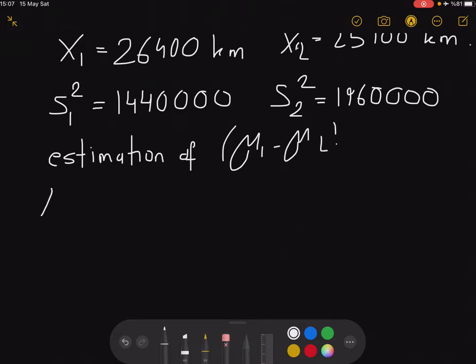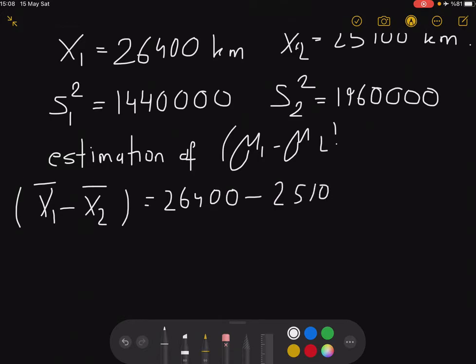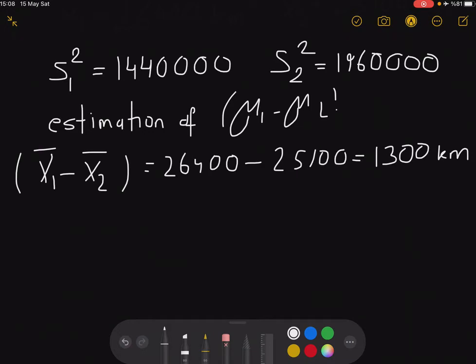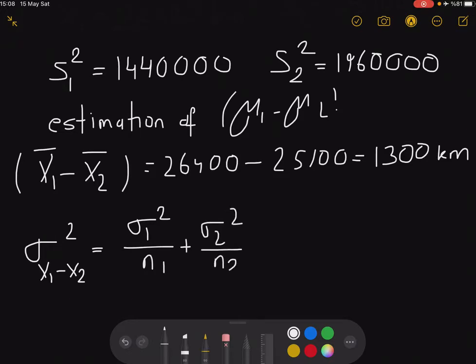So you can use x1 minus x2 as an unbiased estimator, right? You already have these values, and it is this much of a difference. And what about the standard error? Your variance, sigma x1 x2 squared, should be equal to sigma 1 squared over n1 plus sigma 2 squared over n2, all right?